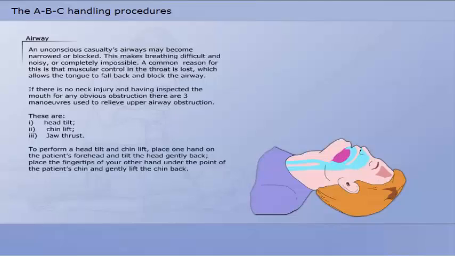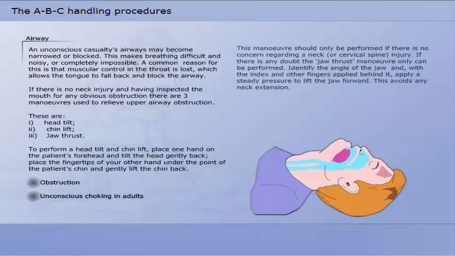To perform a head tilt and chin lift, place one hand on the patient's forehead and tilt the head gently back. Place the fingertips of your other hand under the point of the patient's chin and gently lift the chin back. This maneuver should only be performed if there is no concern regarding a neck injury. If there is any doubt, the jaw thrust maneuver only can be performed. Identify the angle of the jaw and, with the index and other fingers applied behind it, apply a steady pressure to lift the jaw forward. This avoids any neck extension.